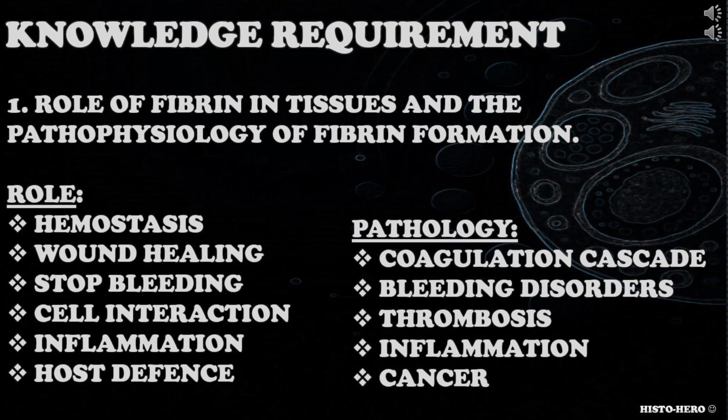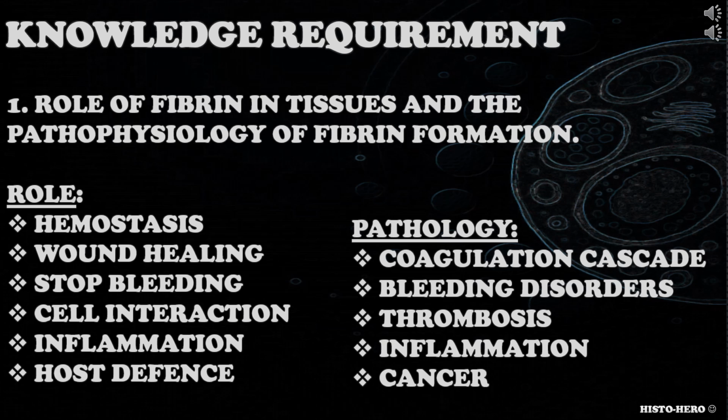Let's have a look at the first knowledge requirement, which is for you to know the role of fibrin in tissues and the pathophysiology of fibrin formation. What is fibrin and what role does it play in healthy tissue? Consider hemostasis, wound healing and mesh formation, stop bleeding, guide cell activity and interaction to influence adhesion, proliferation or migration, inflammation, host defense. What are pathological implications of fibrin formation?